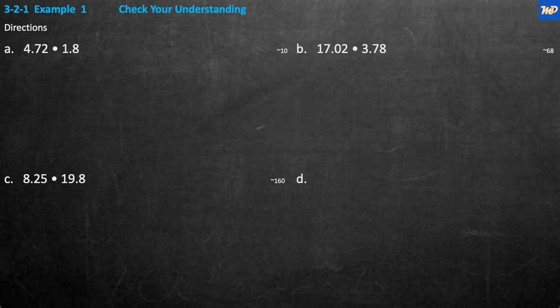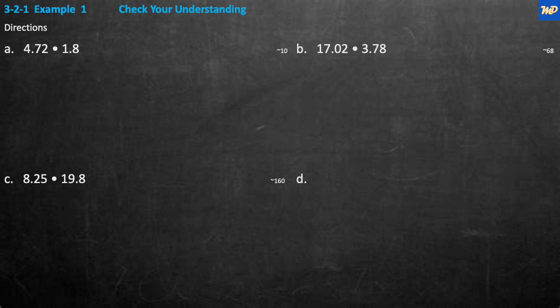Okay, example 1, check your understanding. The directions are to multiply by estimating. Come up with an estimate. We'd start with A, but since this is a check your understanding, it's your turn. Pause the video. When you get back, we'll do them together. Okay, now that you've had the time to do these, let's give them a shot.